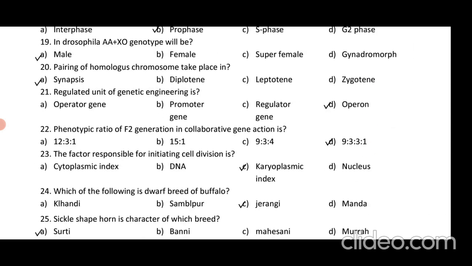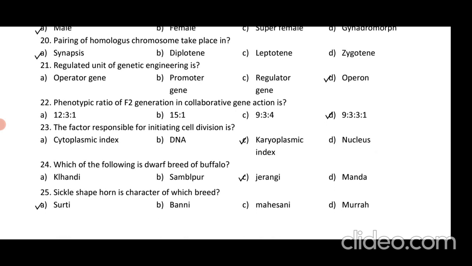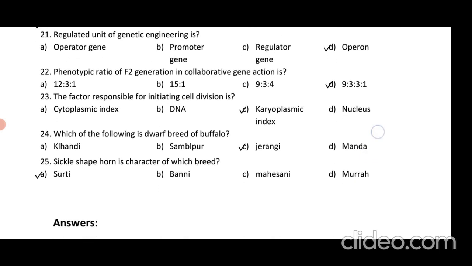Which of the following is dwarf breed buffalo? Jirangi. Jirangi is the dwarf breed buffalo. Sickle shaped horn is characteristic of Surti.